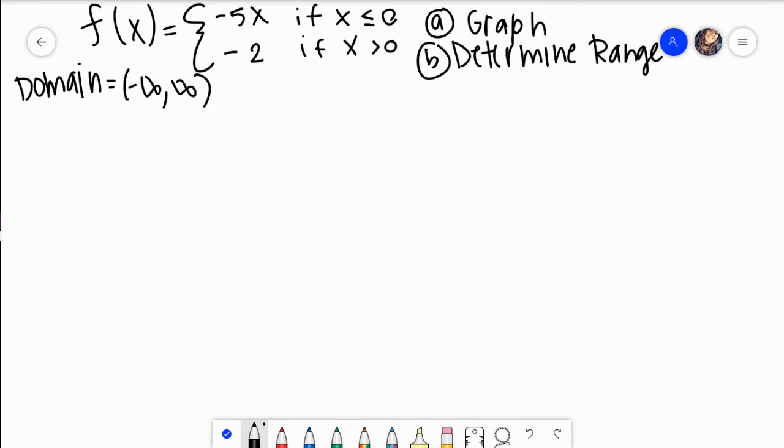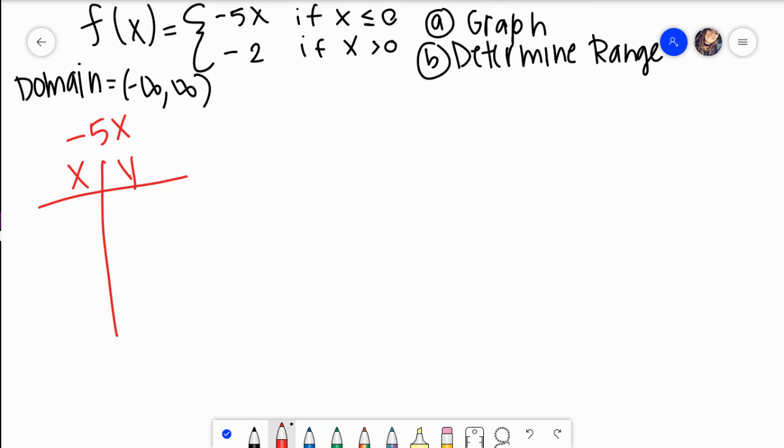Okay, so the first thing we're going to do is we need to look at A. It tells us to graph. In order for us to actually graph our negative 5x, we need to have some points that we're going to graph.